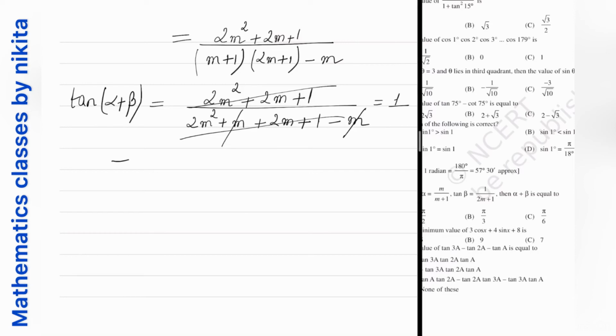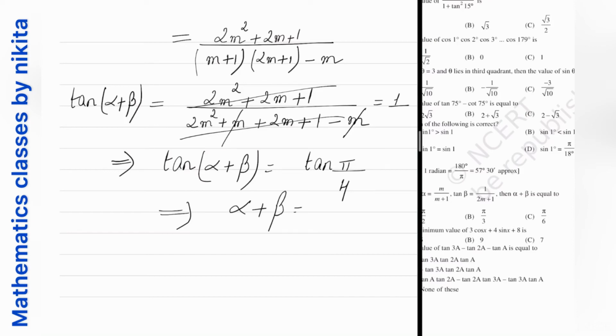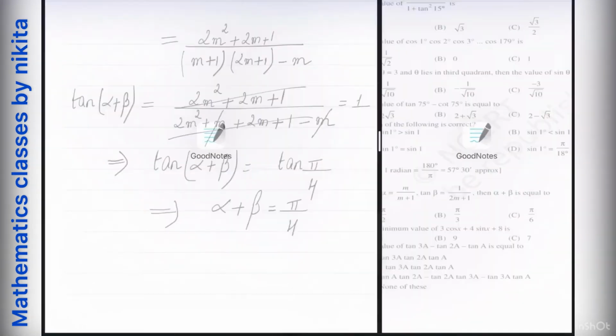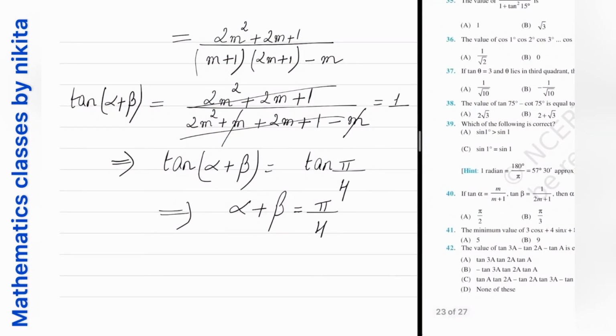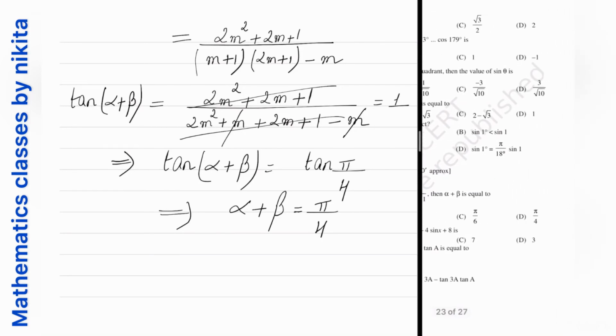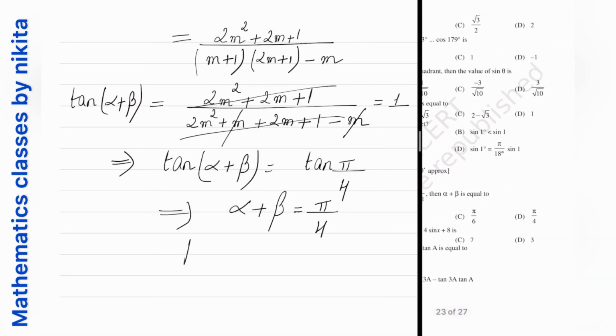Okay, so this implies what? That tan of alpha plus beta is equal to tan of pi by 4, because I know that tan of pi by 4 is equal to 1, and from here you get that your alpha plus beta is equal to pi by 4. So I have found one of the values. One of the particular value of alpha plus beta is pi by 4, and in the option you can see that this is the D part. So therefore the correct answer is the D part. Okay, now let's see the next question.